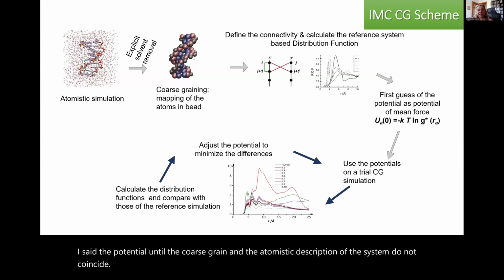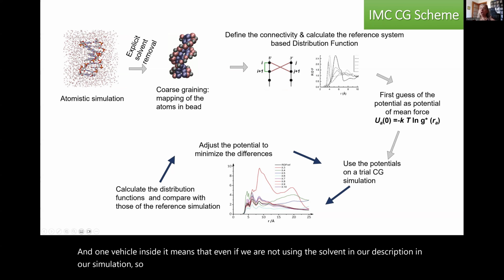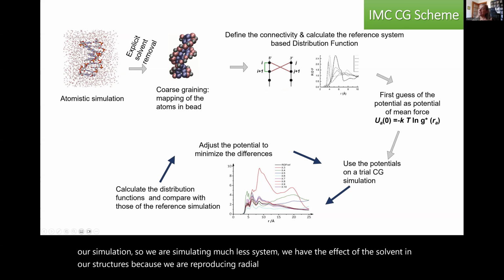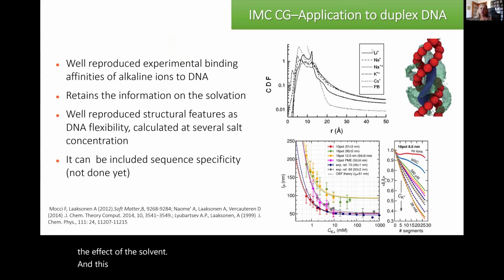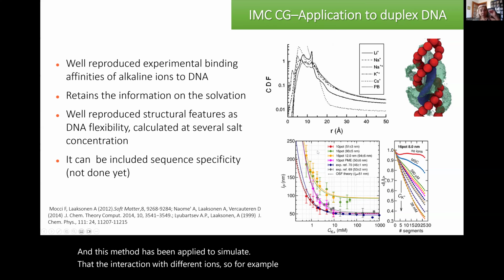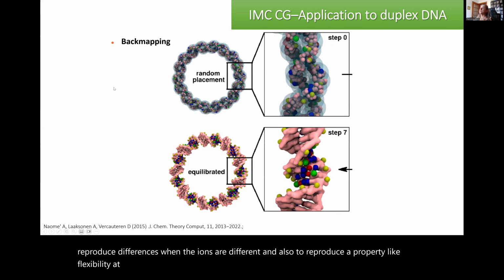And when they coincide, it means that even if we are not using the solvent in our description, in our simulation, so we are simulating a much smaller system, we have the effect of the solvent in our structures because we are reproducing a radial distribution function that takes into account the effect of the solvent. And this method has been applied to simulate the interaction with different ions. So, for example, different alkaline ions, and it is able to reproduce differences when the ions are different, and also to reproduce a property like flexibility at different salt concentrations and with different ions.